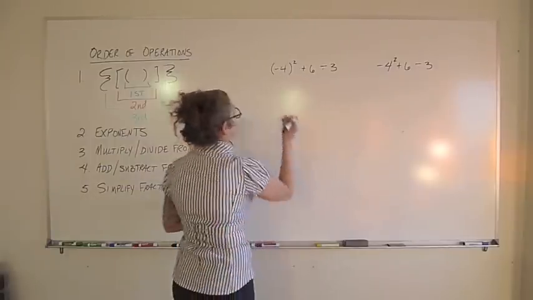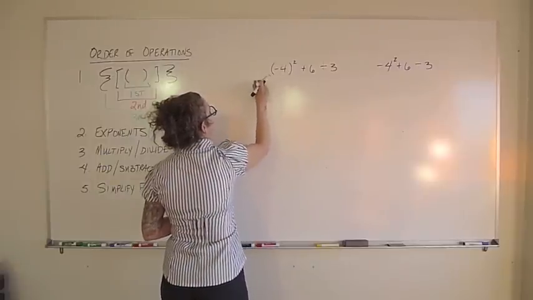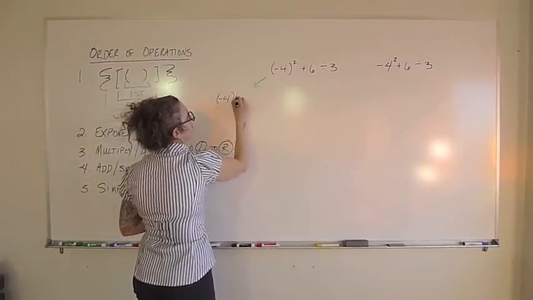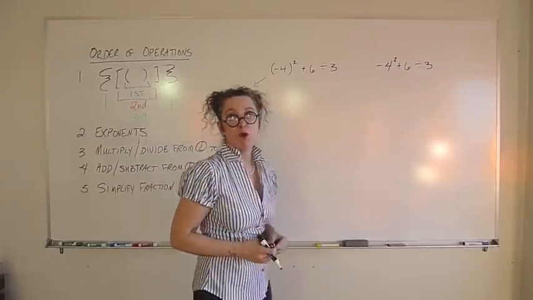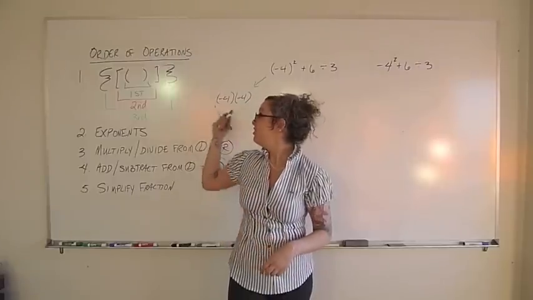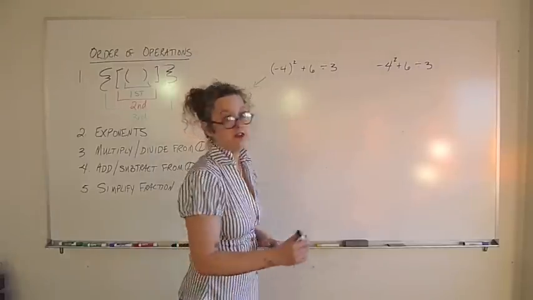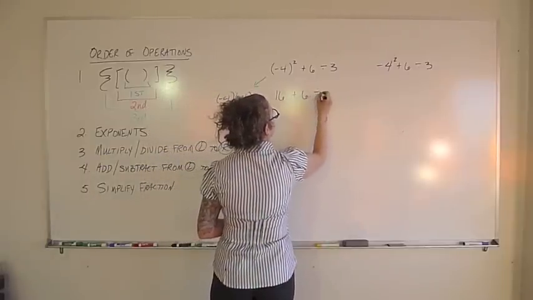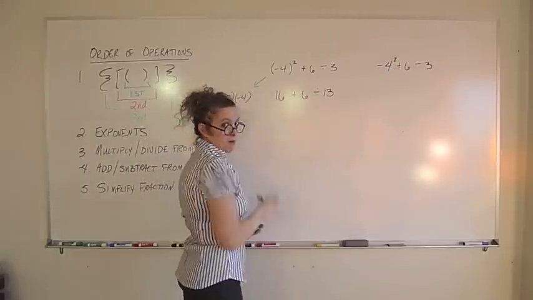So this says a negative 4 times a negative 4. A negative times a negative is positive. So the answer to this question is positive 16. I'll finish that problem in a second.